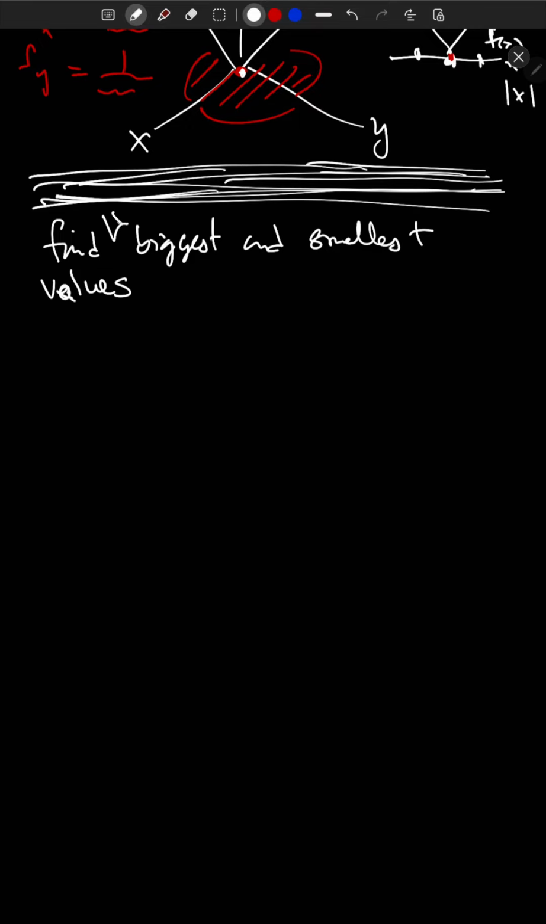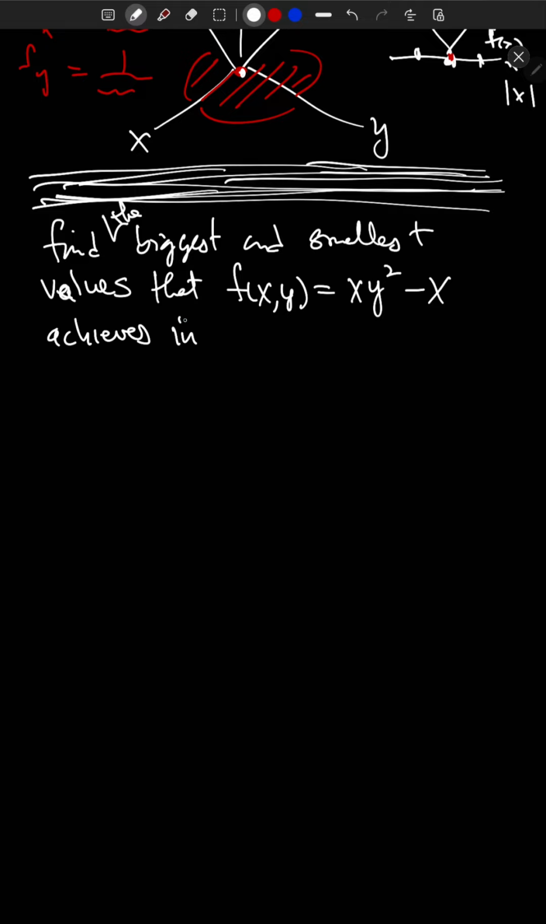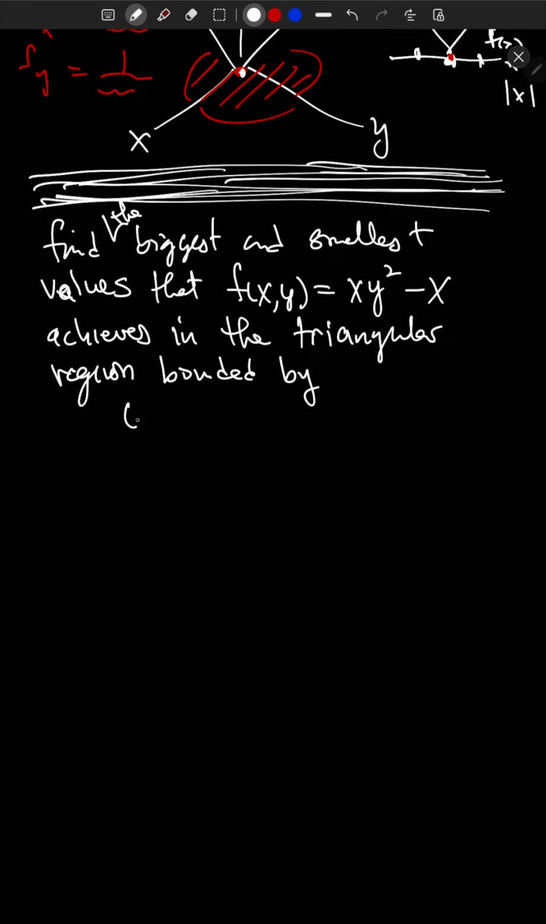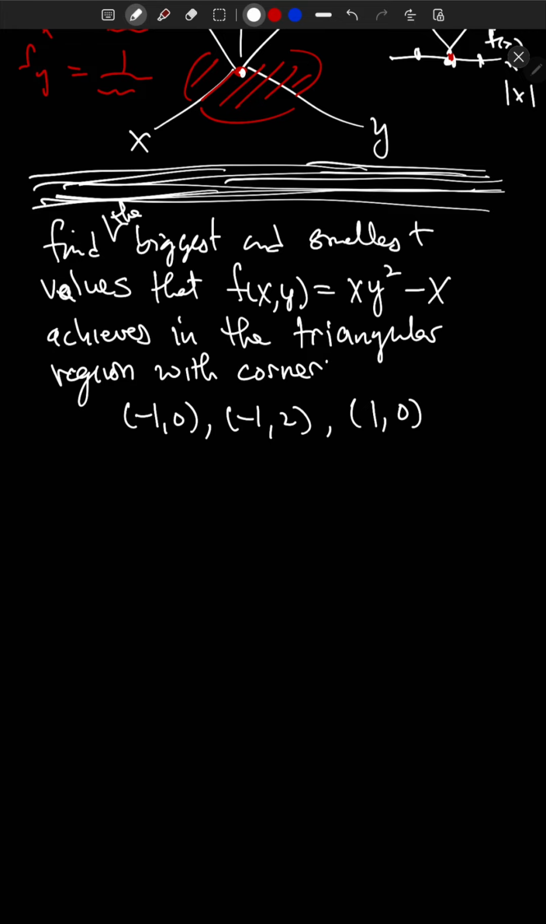I guess I should find the biggest and smallest values that f of x comma y equals xy squared minus x achieves in the triangular region with corners minus 1 comma 0, minus 1 comma 2, and 1 comma 0. All right.